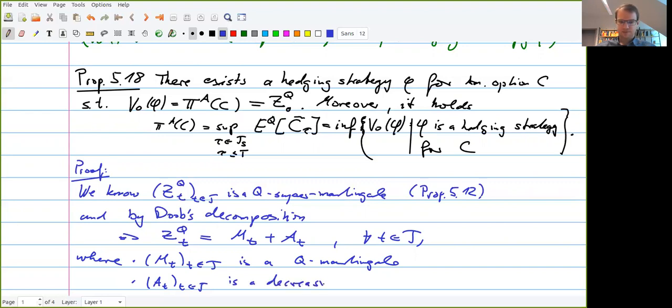It is decreasing. So it's not strictly decreasing, it's just non-increasing. It's a predictable process. And to have uniqueness, we normalize this to say, okay, at time 0, I choose my predictable process to be equal to 0, right? So this means the M_t at time 0 is equal to M at time 0.